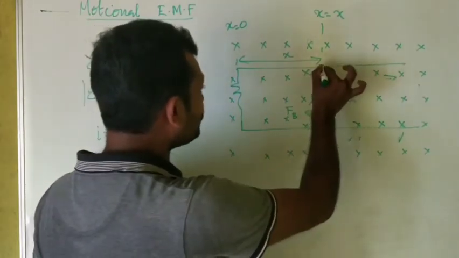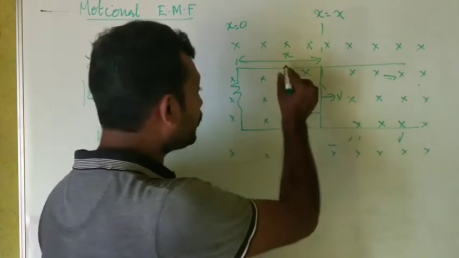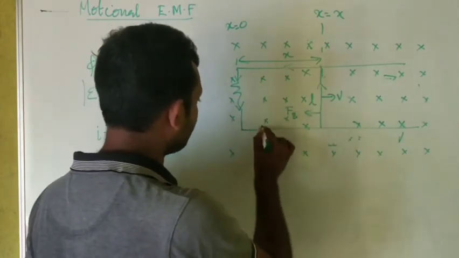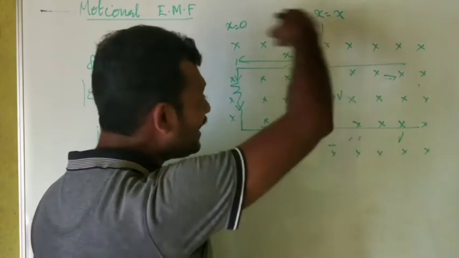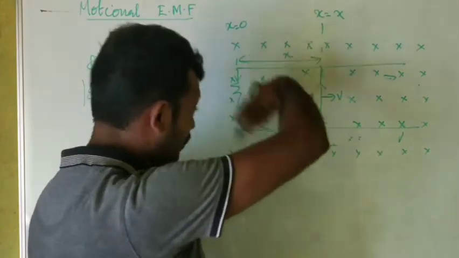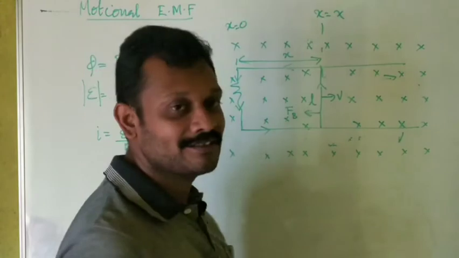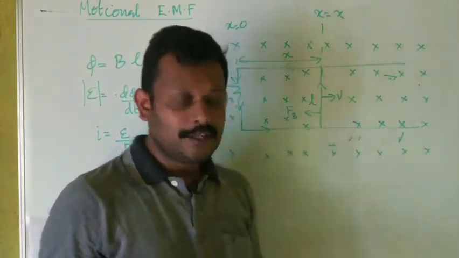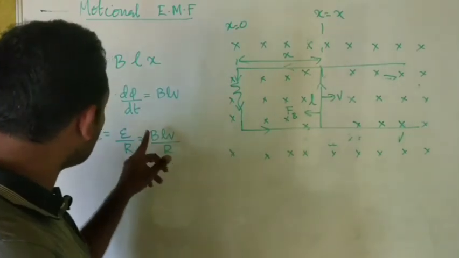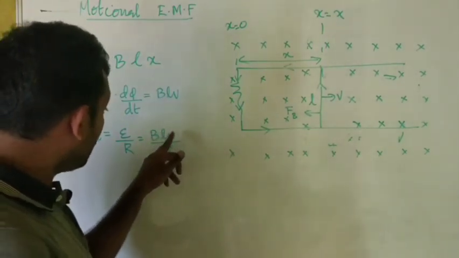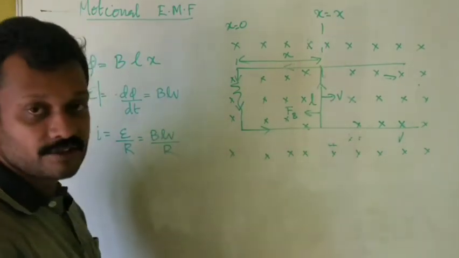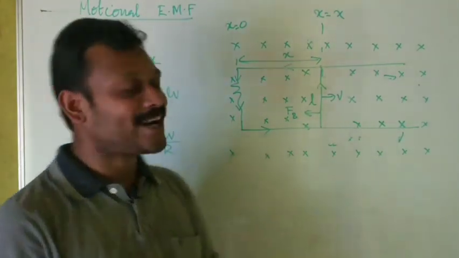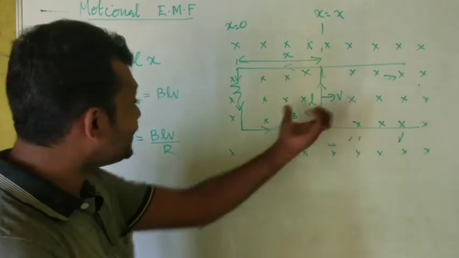Now when the current reaches here, how does it go? It goes in this direction, in this direction, in this direction. So it should be anti-clockwise. This should be the direction of the induced current. Now here, induced current is constant because B is constant, L is constant, V is constant, R is constant. So this is the magnetic force.